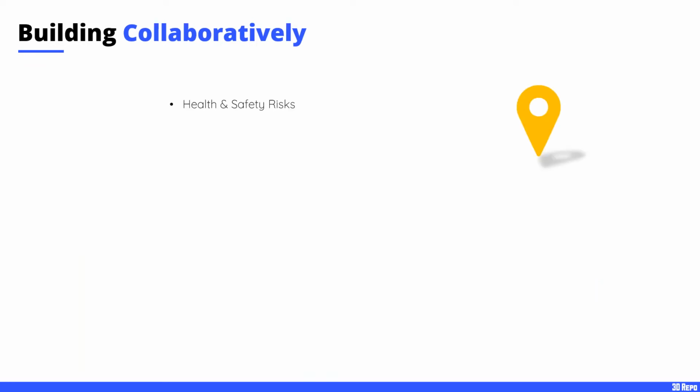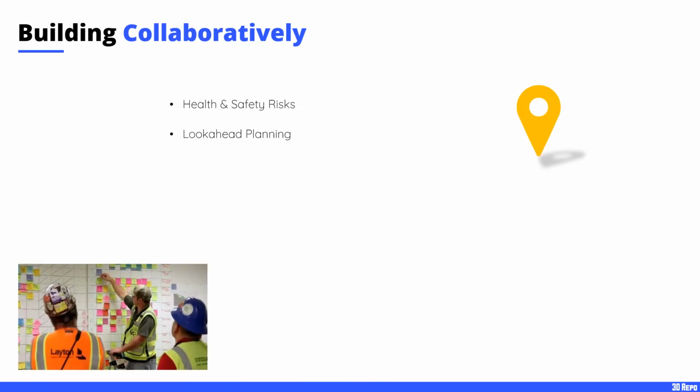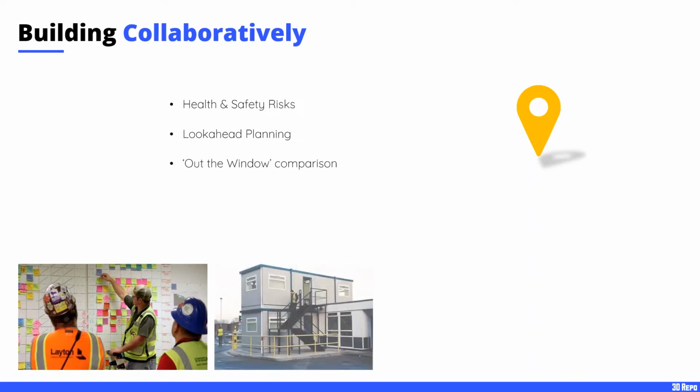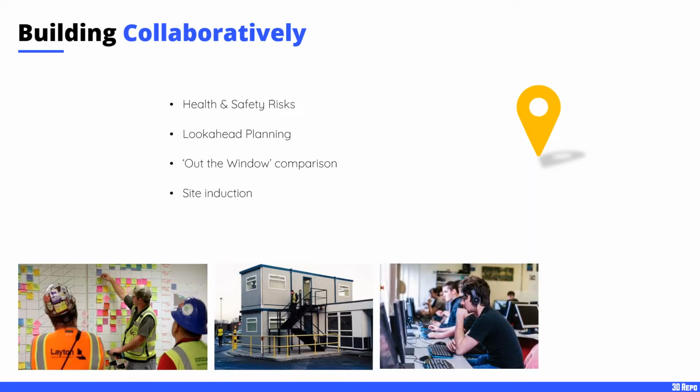So while we're in the process of building, can we identify health and safety risks quicker? Can we facilitate look-ahead planning? So bring the 4D down to that kind of 3 to 8 week look-ahead process that's really meaningful, that really drives change on the project. Can we do an out of the window comparison? You know, am I sitting at my desk in my porter cabin? I look out the window. Does the state of the site match the state of the model that I'm looking at?